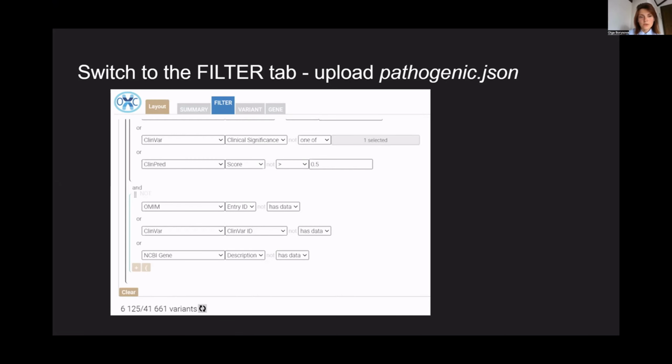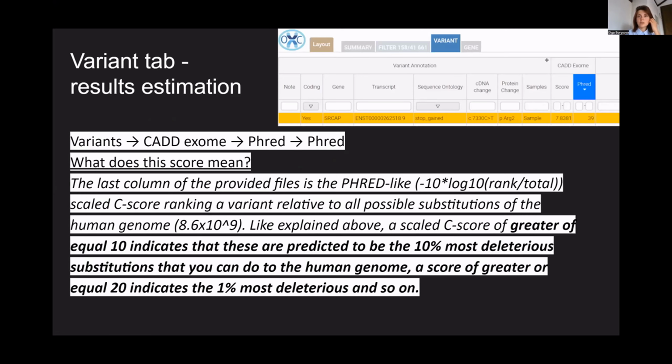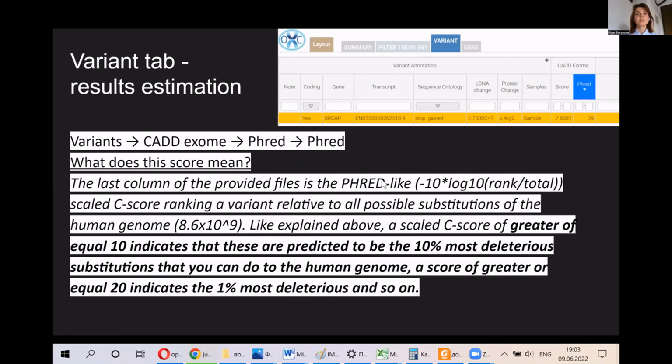But we get a lot of variants according to that filter, and I will go further and tell that in this case, changing or to and and analyzing by all clinical significant predictions didn't work, so we'll just use the list of genes which you can download or just copy paste. These genes are related to the pathology, like an intellectual disability list of genes. We will put the list of genes into the filter tab, and we will analyze just these genes.